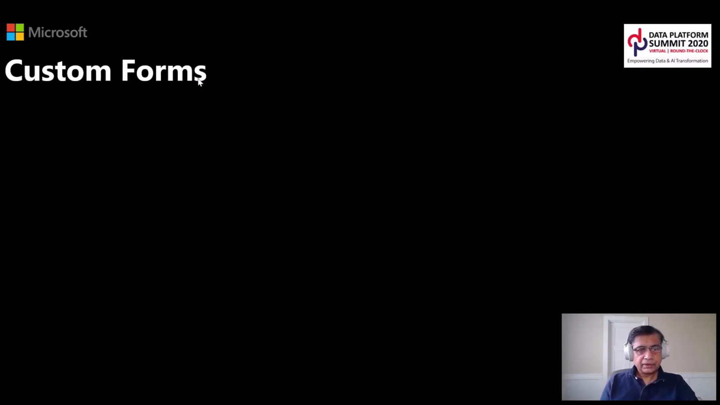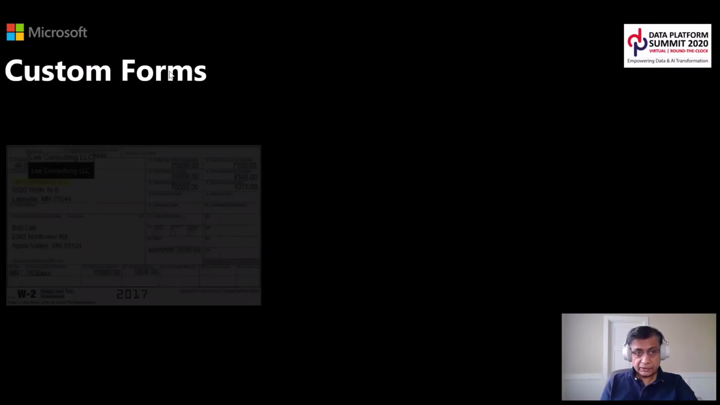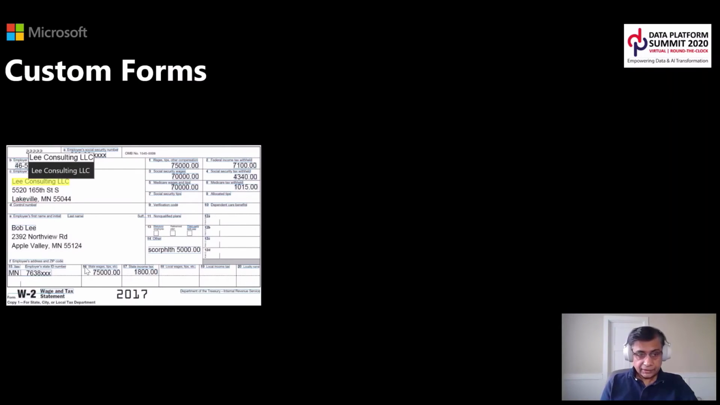Remember, if you want the document structure and text information, then you use the layout API or the layout feature. If you want out-of-the-box model recognition of receipts, invoices, business cards, then you use the pre-built. But let's say you have other documents that we don't have pre-builts for. That's where you come and build your own custom models. So in this example, I had a W-2 form which I want to be able to recognize using the service.